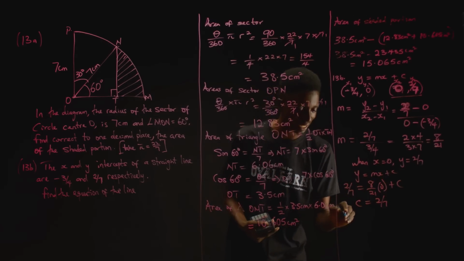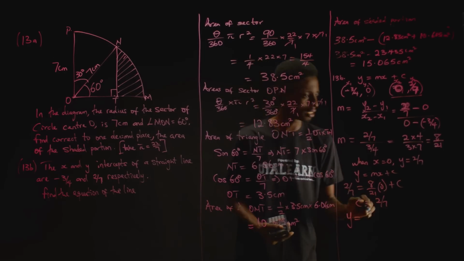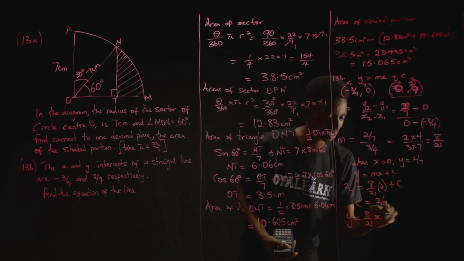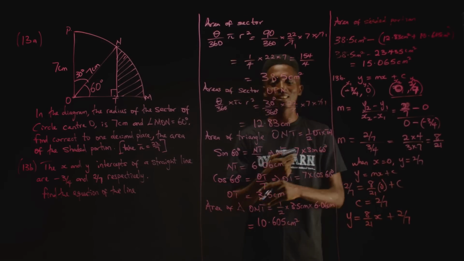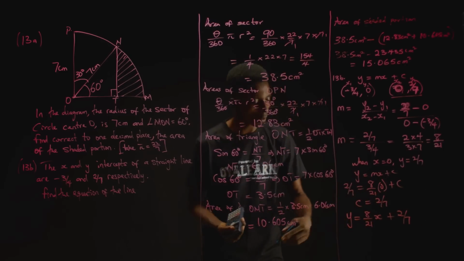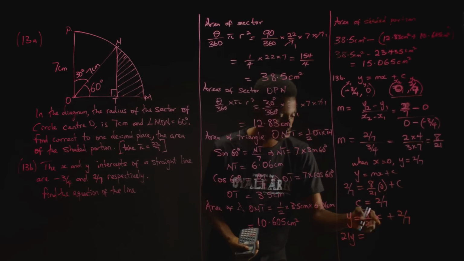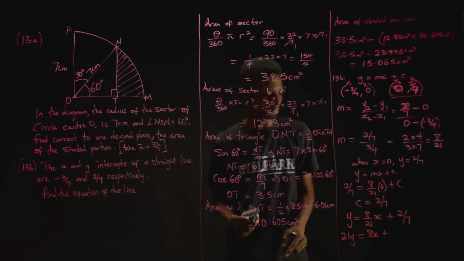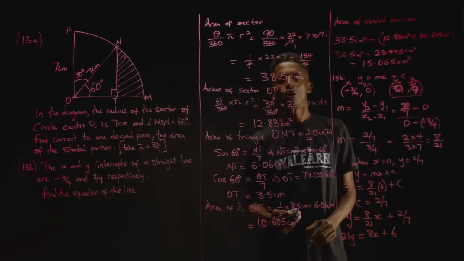Now when we get this, we can then say the equation of the line is therefore y equals m. M is what? 8/21 x plus c, which is 2/7. You can then go on to make it a straight line equation if you like by multiplying through by 21. So when we multiply through by 21, you would have 21y equals, now 21 multiplied by this will give us 8x plus 21 multiplied by this will give us 6. So this would be the equation of the line.